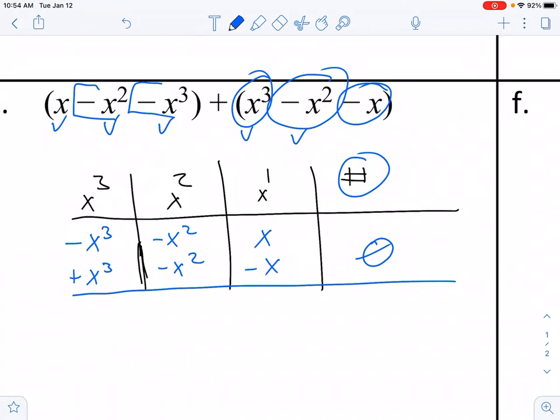And then I'm just going to combine them. So I'll do this in purple. A negative x to the third and a positive x to the third cancel each other out. There are none of them. A negative x to the second and a negative x to the second, the signs are the same. So we add 1 plus 1 is 2 and keep the signs. So negative 2x to the second. And then x minus x, 1 minus 1, is 0. So these also zeroed out. So my answer is just negative 2x to the second. Everything else canceled out.